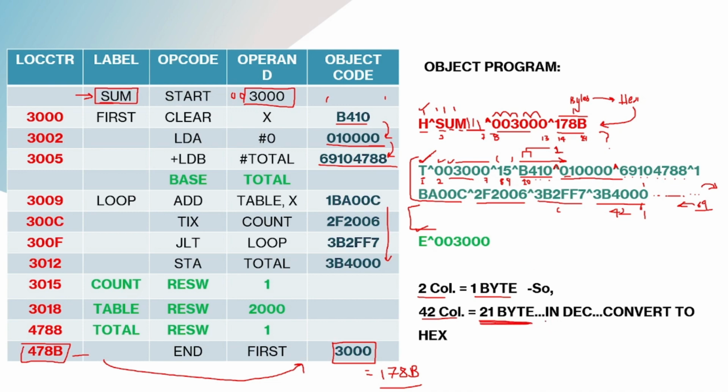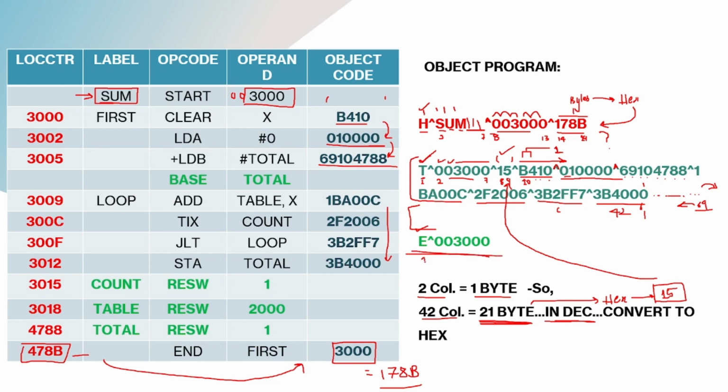So this decimal value we need to convert to hex. If you convert 21 into hex, you get 15. So that 15 is exactly what this represents right here, the length. Now moving ahead, we fit all our program into the text record, and now the end record.